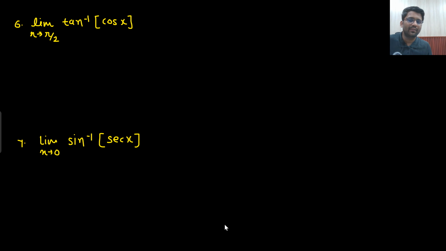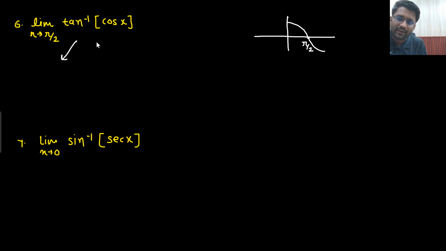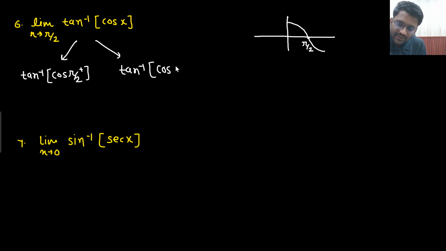Solve this question. Tan inverse of greatest integer function of cos x, with pi by 2. So again we will have to draw the graph of cos x. They are asking about pi by 2, so let's check at pi by 2. This point will be pi by 2. Right? So what I need to do is left hand limit, right hand limit: tan inverse greatest integer function cos pi by 2 plus, and tan inverse greatest integer function cos pi by 2 minus.